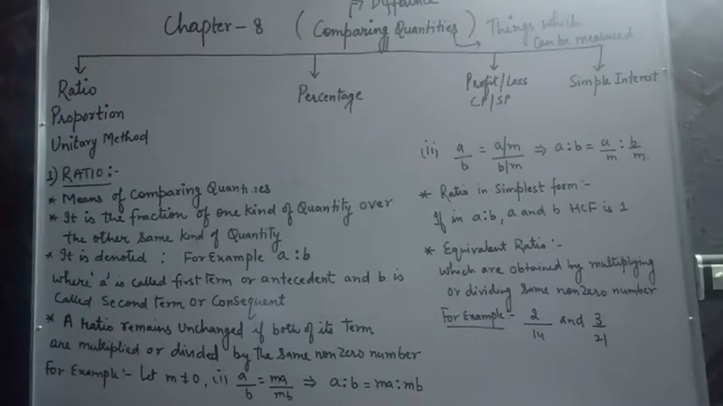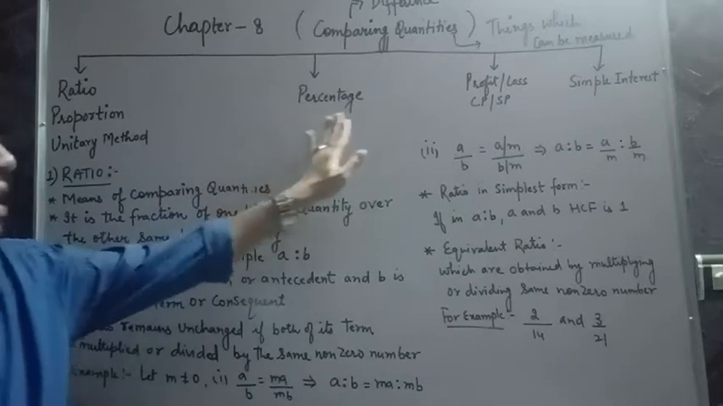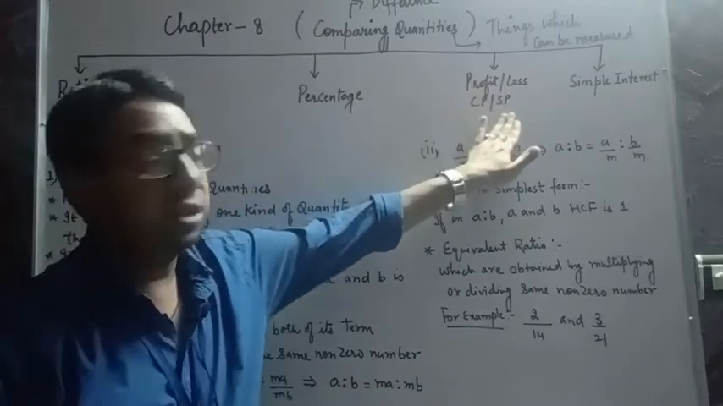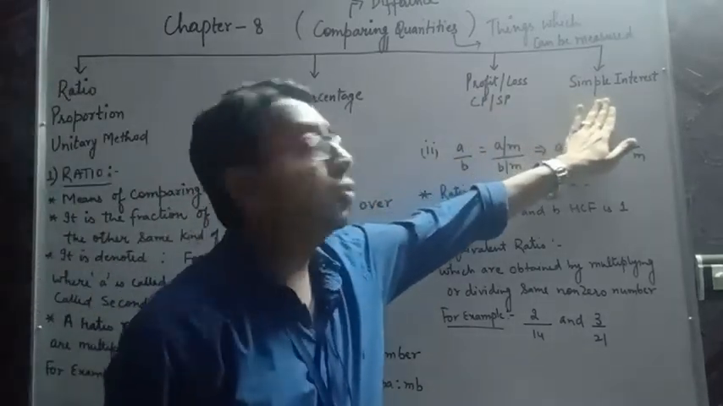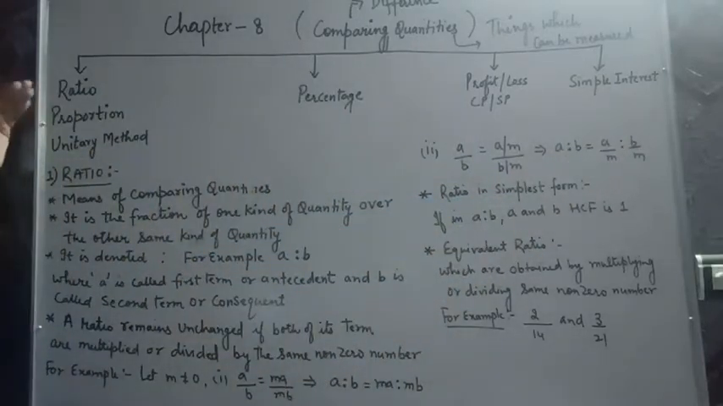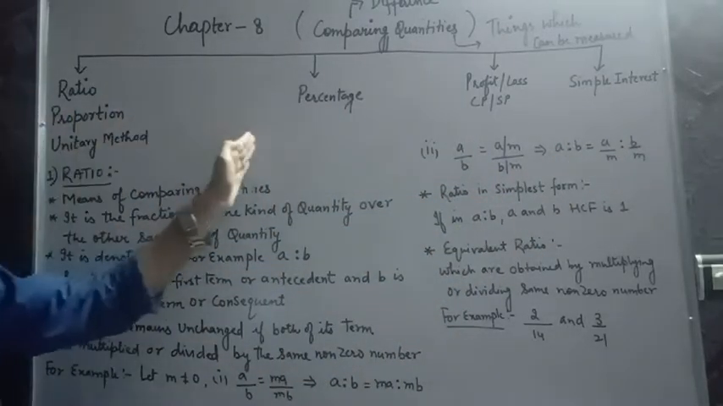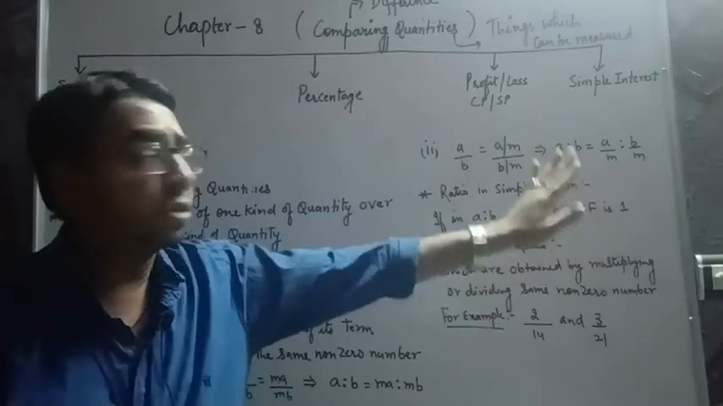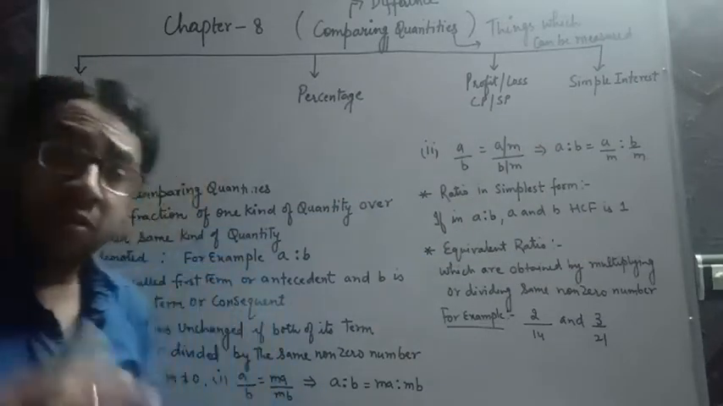I have divided this chapter into four segments, namely ratio, proportion, unitary method first. Then we have percentage. Then we have profit loss, CP and SP. Then we have a very new term for you, simple interest. I think ratio, proportion, unitary method, percentage you have done in the previous classes also. I think simple interest is new for you. So let's have a recap.